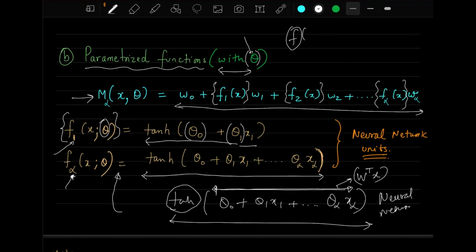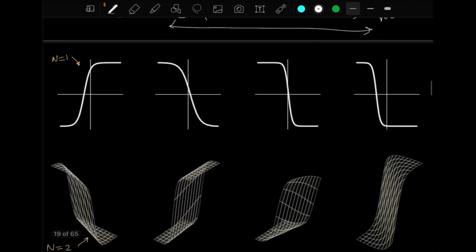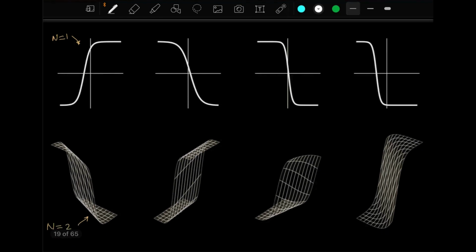This is the general function that is used either by polynomial regression or by neural networks. Similarly, you can see here the realizations for the different tan hyperbolics that I was discussing. For n equal to 1 we have different realizations, and these different realizations are offset by theta 0 and theta 1.